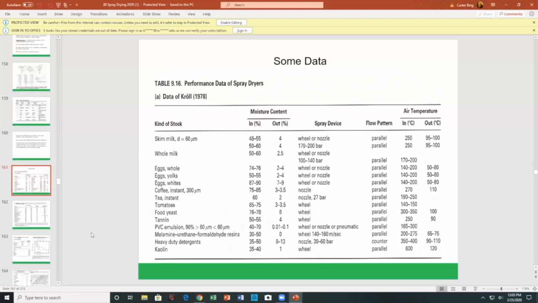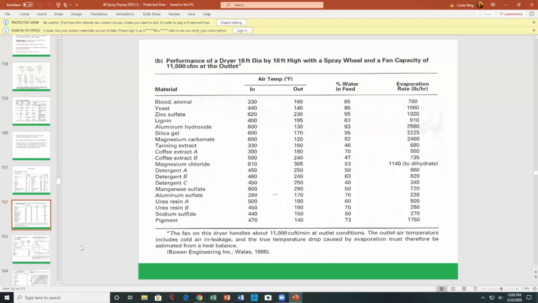Anyway, some more data. We have the material, we have coffee again. Inlet temperature in, exit temperature out, percent water in the feed or percent moisture, evaporation rate. So this is 18 feet diameter, 18 feet high, spray wheel, fan capacity.